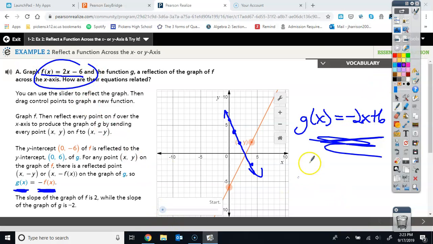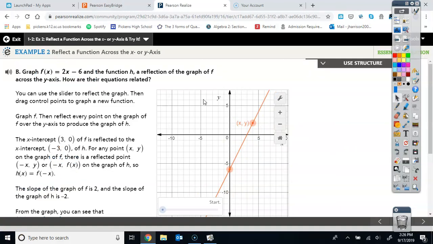Any function you look at this school year, if you take the opposite of that function, it will flip it across the x-axis. It will always reflect it across the x-axis when you take the opposite of it.